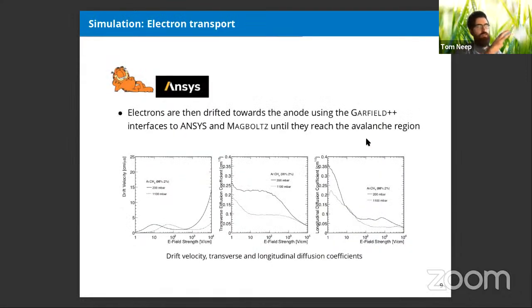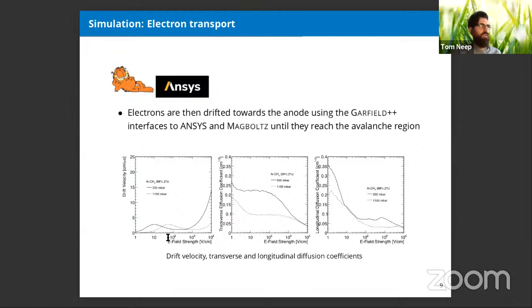Once you have these ionization electrons, what you want to do is drift them towards the avalanche region. So that's the next step. This is done using a combination of ANSYS, which gives us our electric field map, and MagBoltz, which gives us the properties of the gas we're using via the Garfield++ interfaces. You see here some plots produced from MagBoltz showing a few properties of a particular gas. This is argon CH4 at 2 different pressures, and you can see how various properties change as you increase the electric field strength.